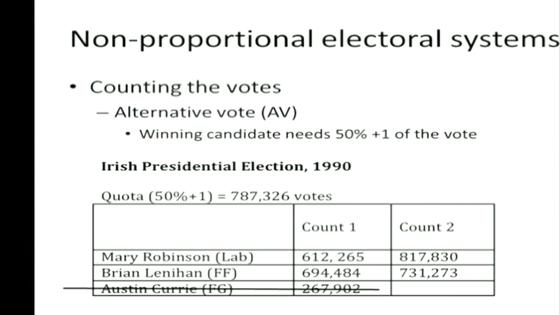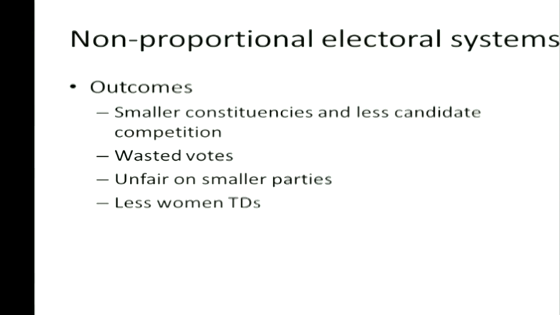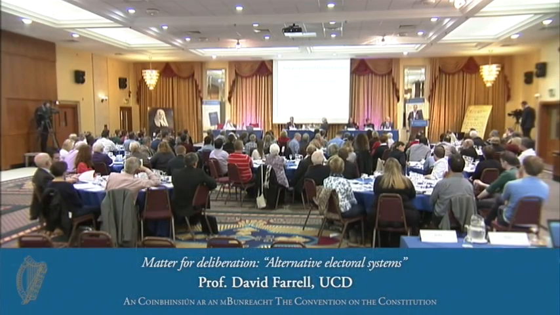She got more of the number 2 votes because she got an overall majority. She passed the quota. So that you can see already is quite a big difference from first past the post. And so briefly, in terms of the outcomes, just to start raising issues that we'll be hearing more about later on. These non-proportional electoral systems, what they share in common, you've got smaller constituencies, you've got less candidate competition because it's just one candidate who's going to win, so one candidate from each party.